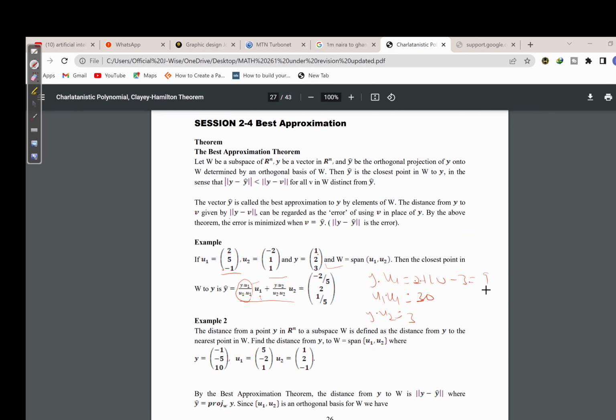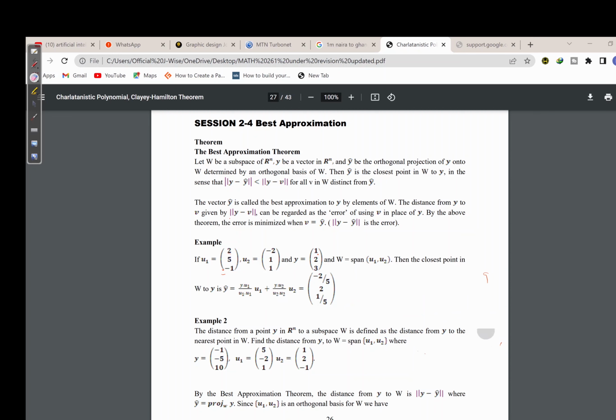Okay, then y dot u2, that's the inner product of u2 and y. So you get -2 plus 2 plus 3, which is 3. Then you solve for u2 dot u2, which is given by 4 plus 1 plus 1, which is 6. Then you substitute it here, then you multiply by u2. So when you simplify it, this is what you get: -2/5, 2, and 1/5.